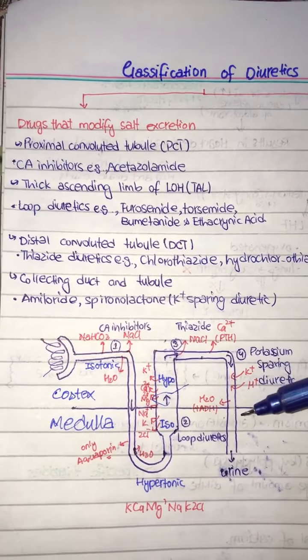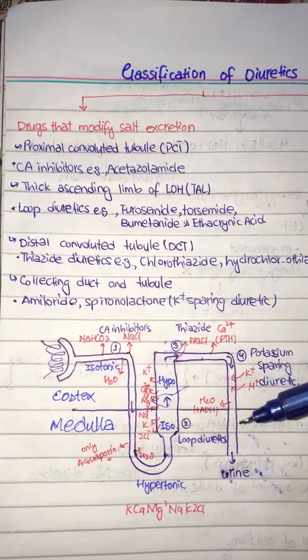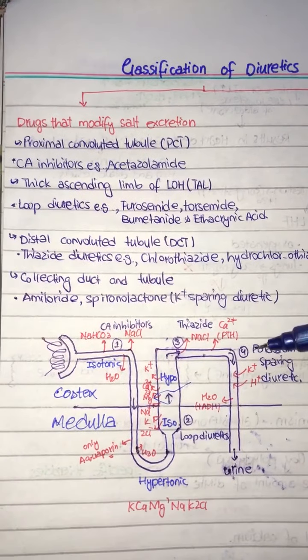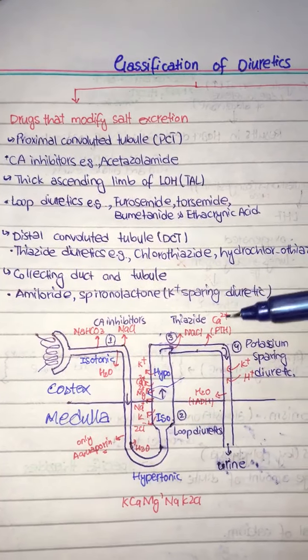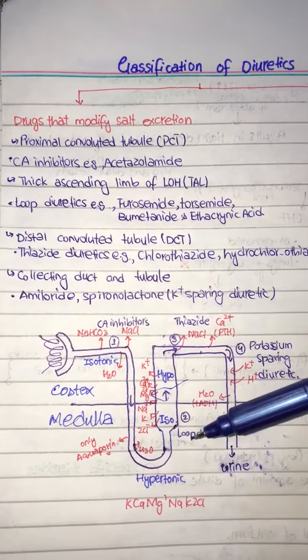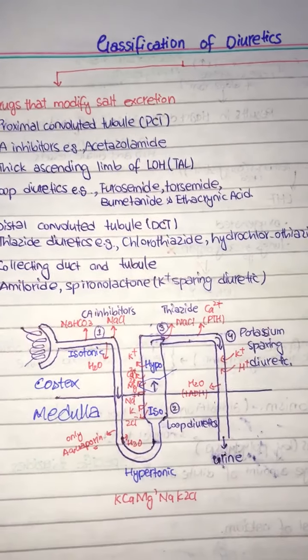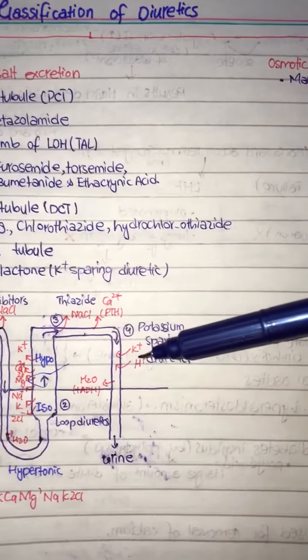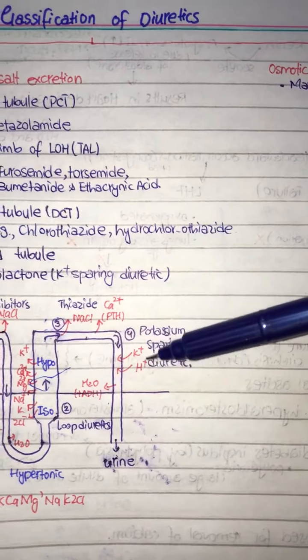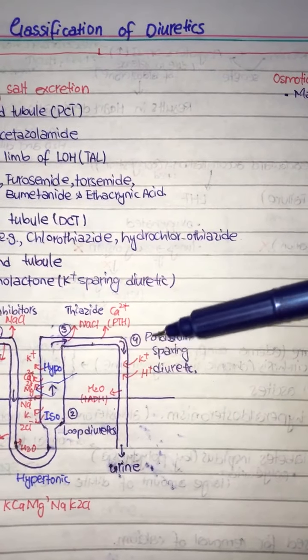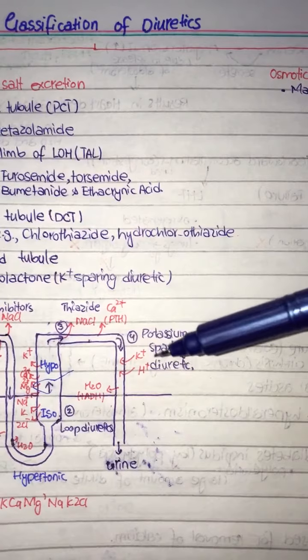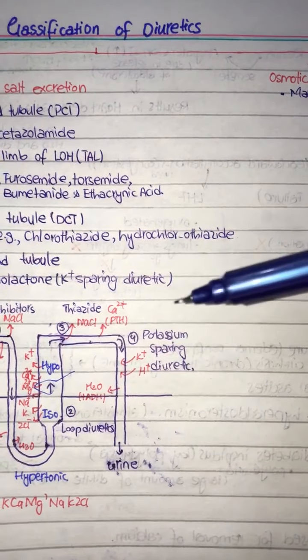Here amiloride and spironolactone will be acting. And these are potassium sparing, as the name indicates, they preserve the potassium. They can also preserve the hydrogen, so it will lead to an increment in hydrogen concentration in the blood.